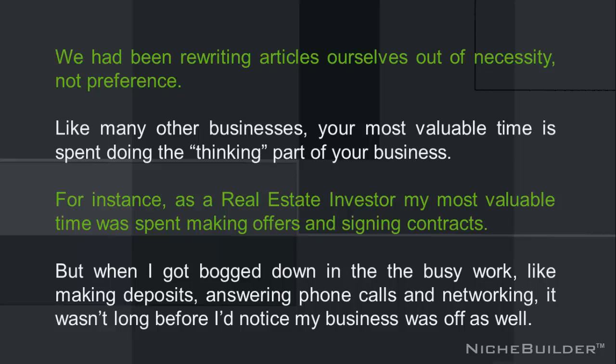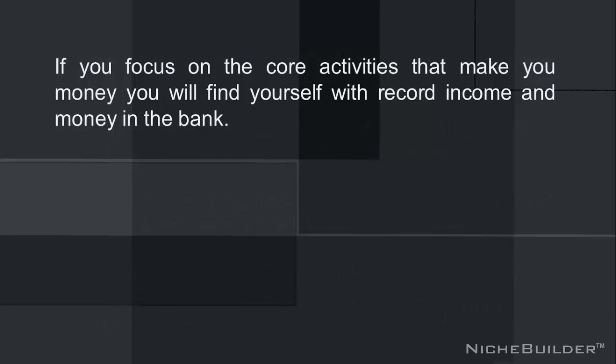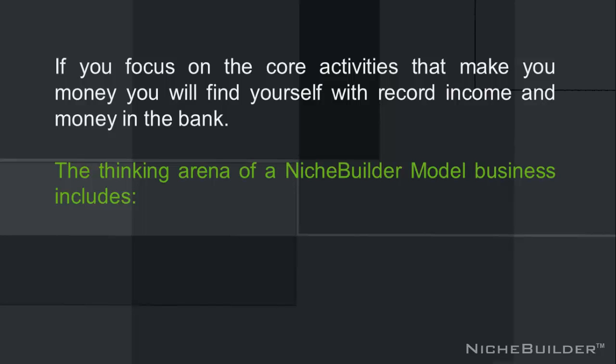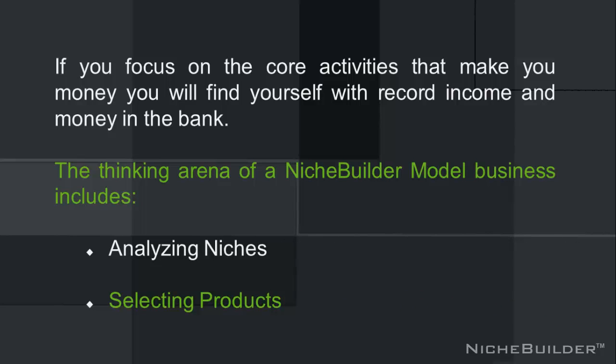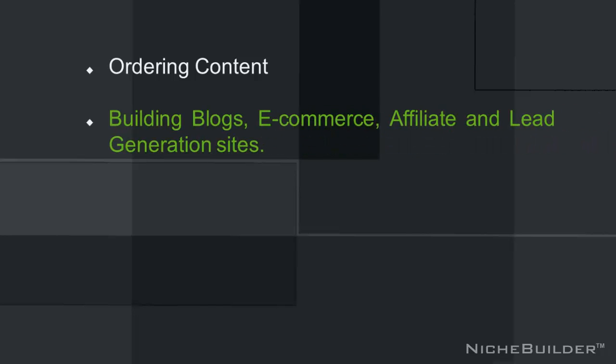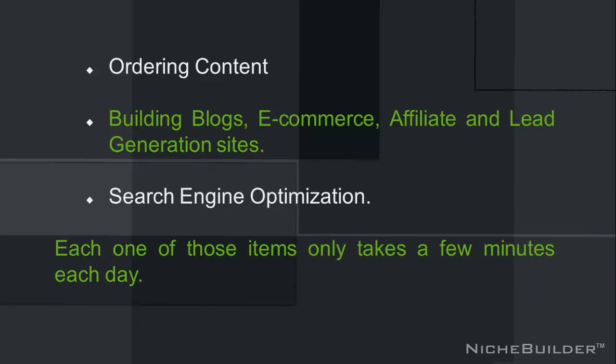The same goes for your internet business. If you focus on the core activities that make you money, you're going to find yourself with a record income and money in the bank. So what is the thinking part of your business? The thinking arena of a niche builder business includes analyzing niches, selecting products, ordering content, building blogs, e-commerce, affiliate, and lead generation sites, and search engine optimization. Each one of those items only takes a few minutes each day.